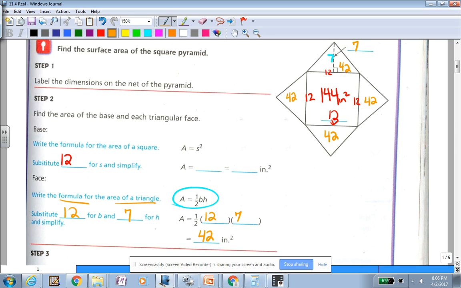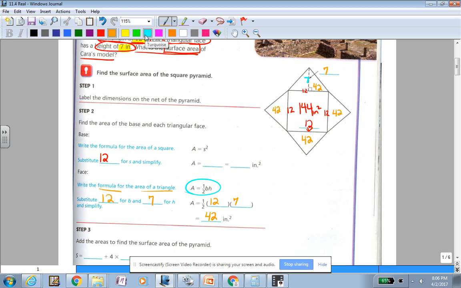If I'm going too fast, here's just the breakdown. We made a net of Kara's pyramid. What we determined is that because of the base being square, we're just going to look at side squared.